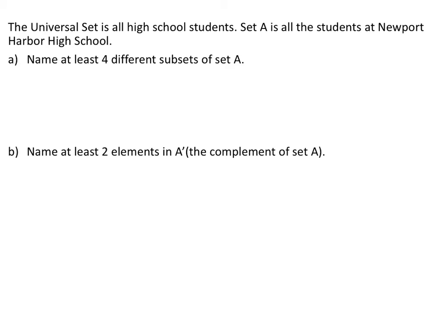So here we have an example. We're defining the universal set to be all high school students in the whole wide world. Set A, the group that we're talking about, is specifically students at Newport Harbor High School. So this is your big overarching group. This is the group that we're looking at. We want to find 4 different subsets or subgroups of this set.